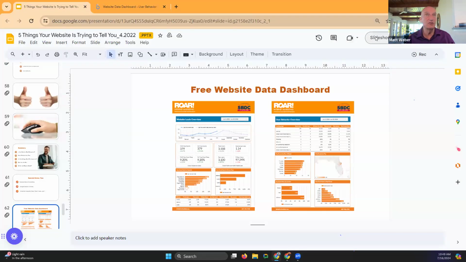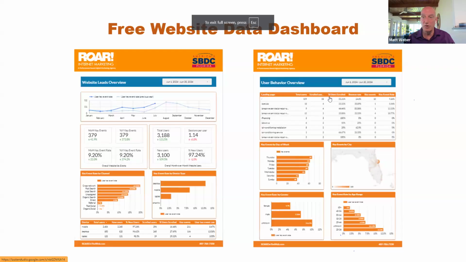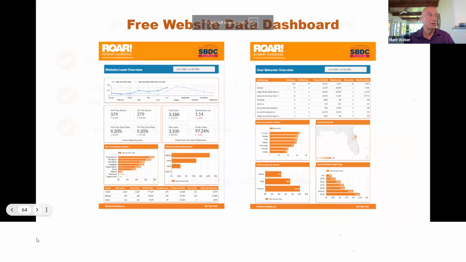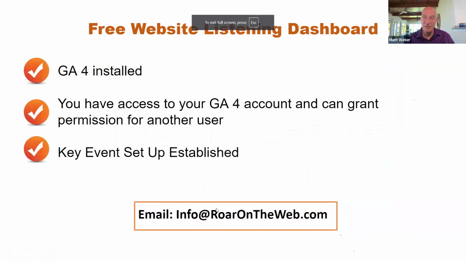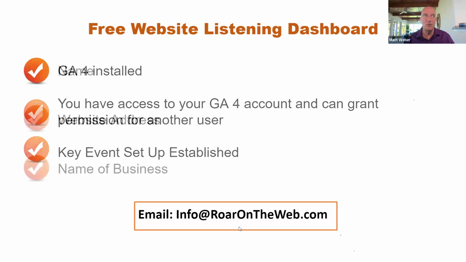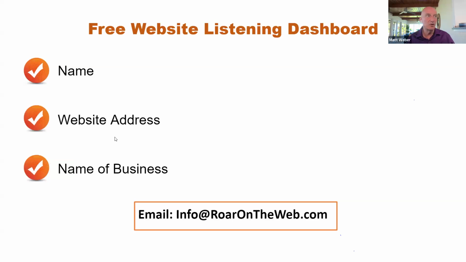So all that you have to do to be able to get that Looker report from the folks at the SBDC is simply email us at info@roarontheweb.com. Now, you got to have a couple things in place in order to get that to happen for free. You've got to have GA4 installed. You've got to have access to your GA4 account and be able to grant permission for another user and have key events set up. If you've got those 3 things right there, you email info@roarontheweb.com. Tell us your name, your website address, name of business. We'll take care of the rest.